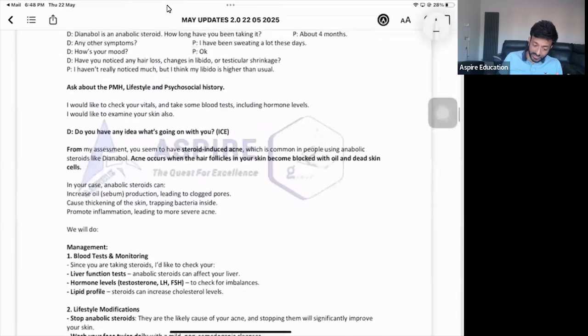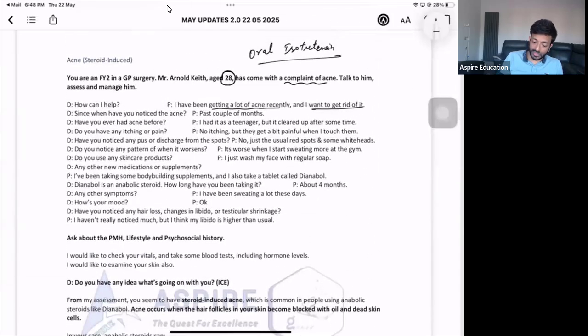But this patient is not coming to you asking for oral isotretinoin. This is a new acne scenario they have got. So this patient is saying, I've been having acne for the last couple of months. You can ask if the patient has got any bleeding coming, or what the patient has already tried till now for acne. Right. And if you ask if you are taking anything, this patient tells you, I've been taking some bodybuilding supplements, and I'm also taking a tablet called Dynabol.